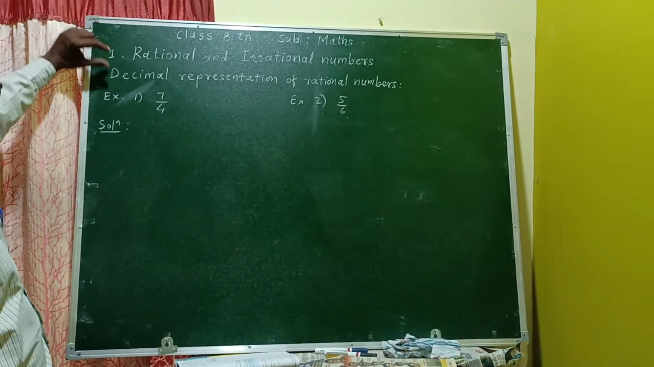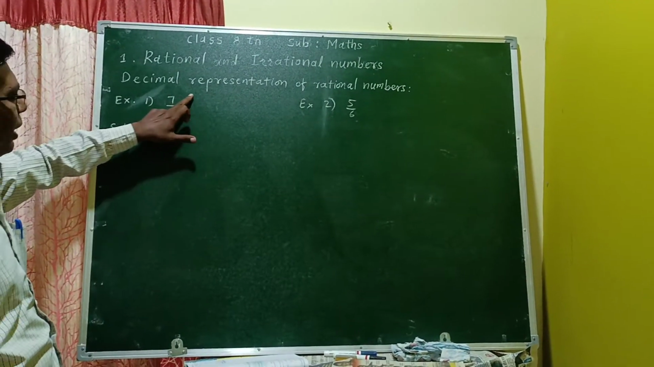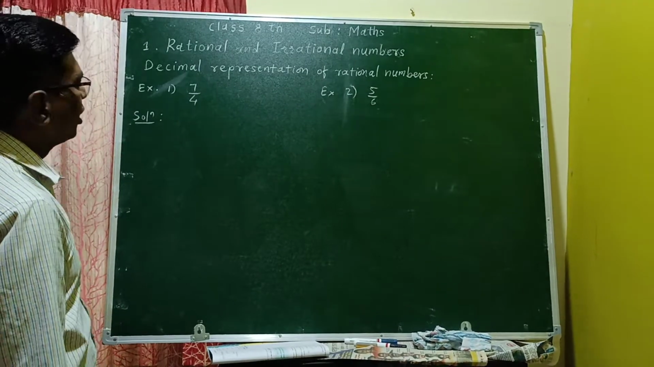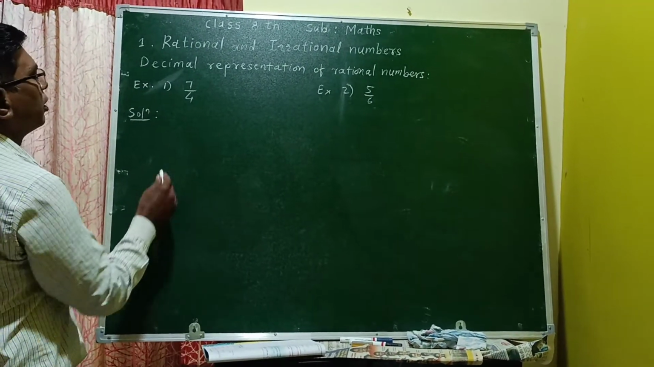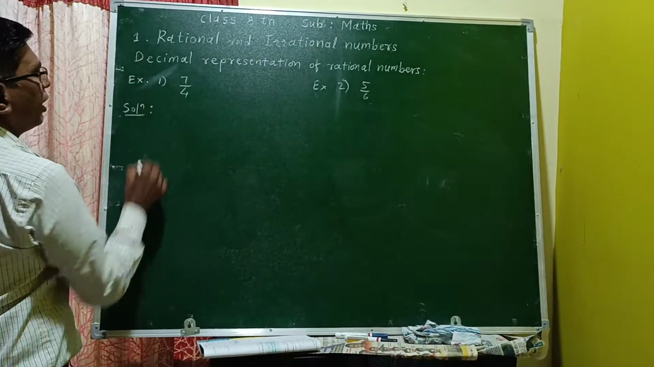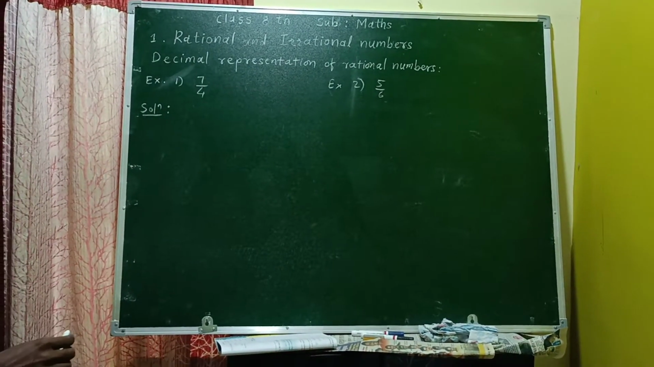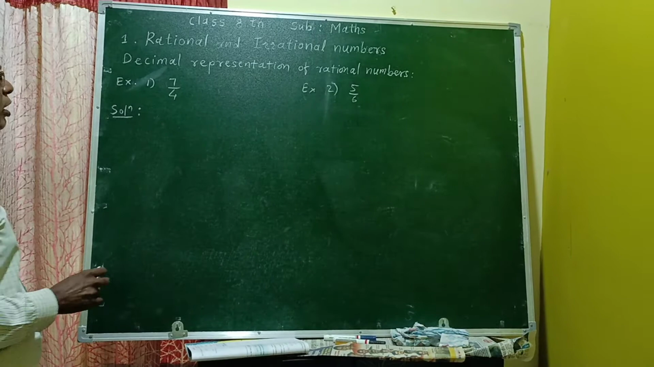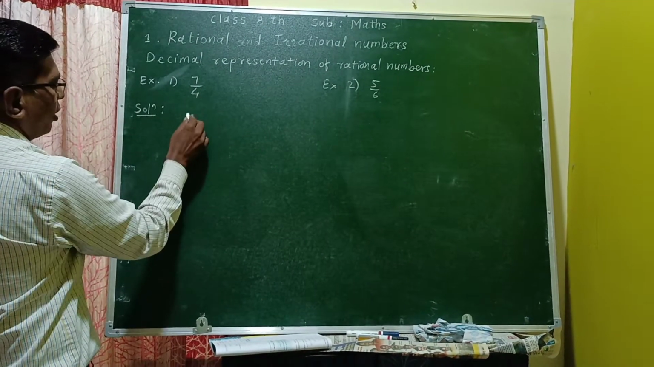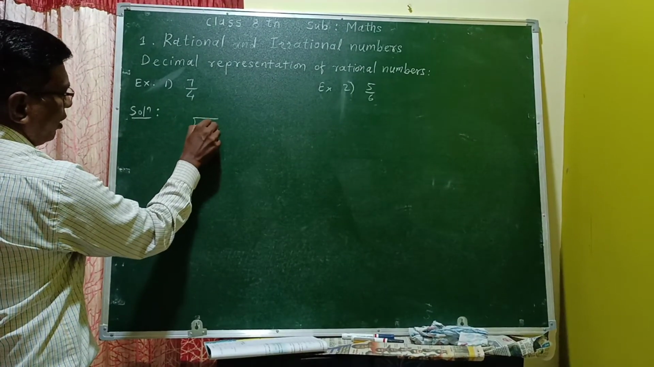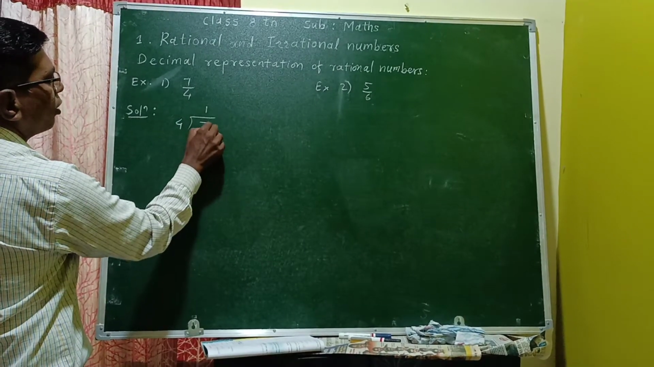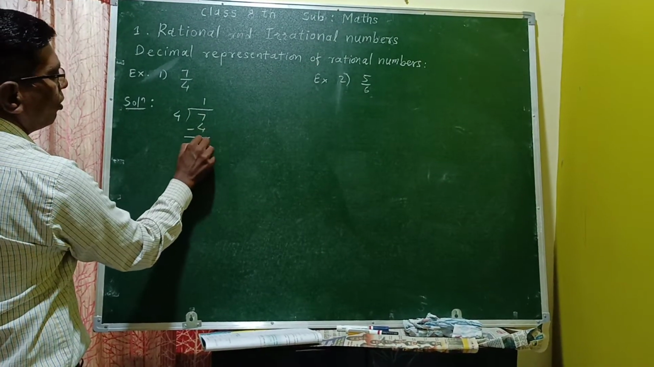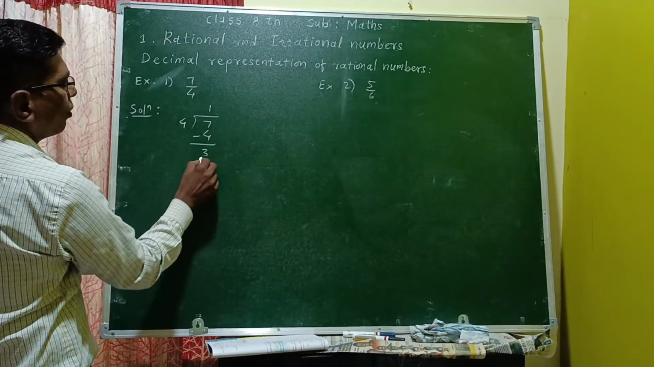Dear student, we are going to study the next topic, decimal representation of rational numbers. Example 1: 7/4. We get the decimal representation by dividing the numerator by its denominator. Now divide 7 by 4. 4 ones are 4. Now the remainder is 3.